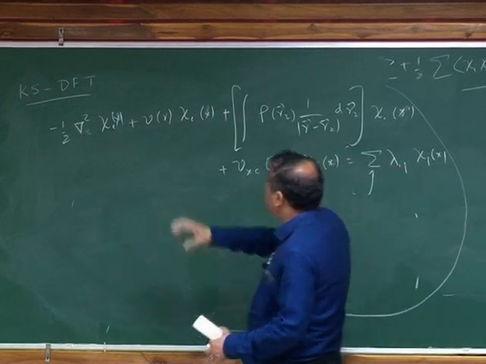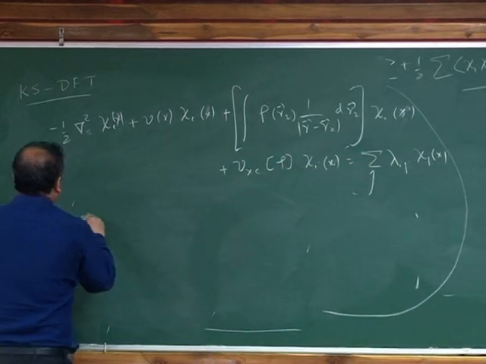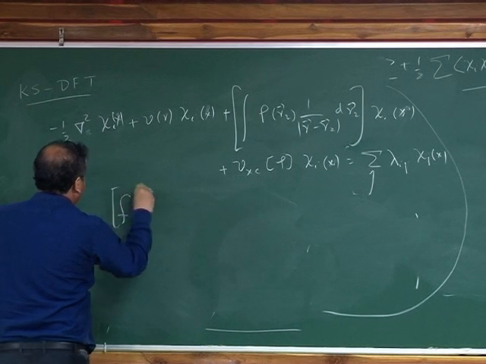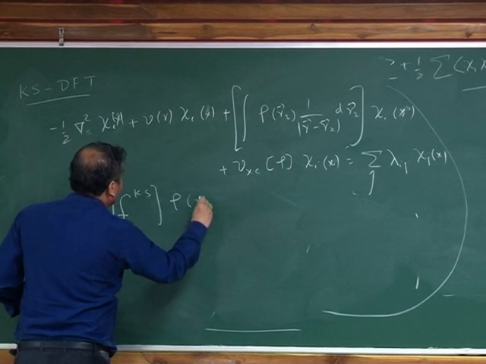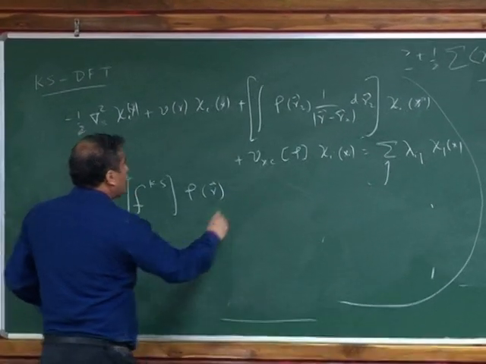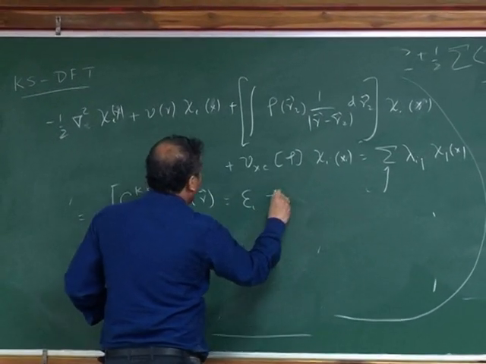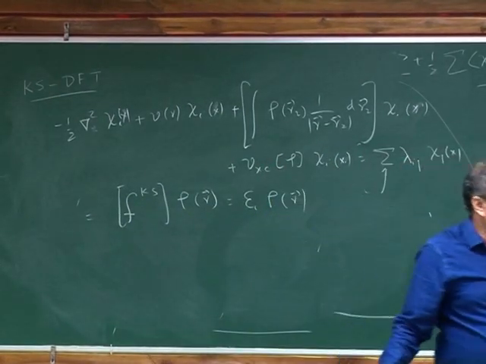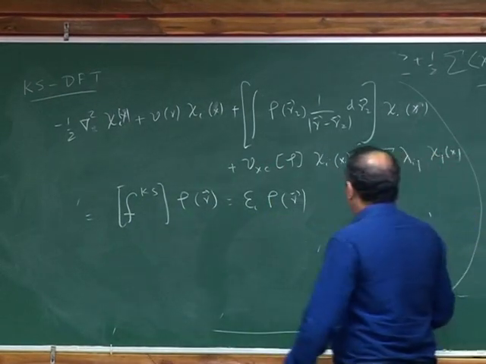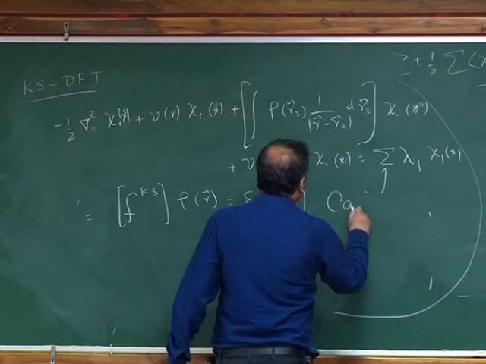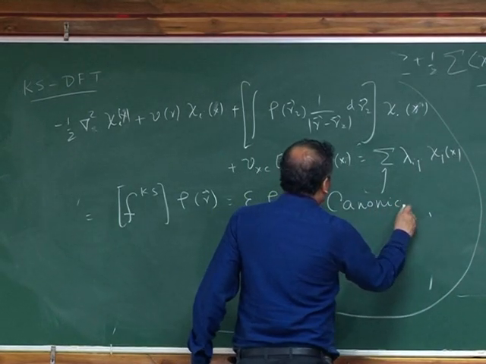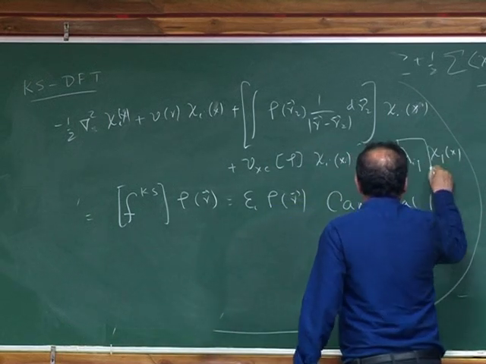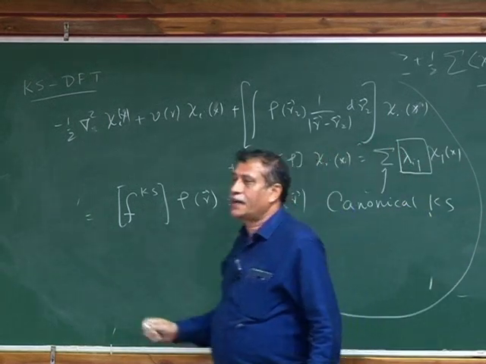So other than that, you have the kinetic energy. So everything can be written as a new operator. Let me call it Fkx times rho of R equal to epsilon I rho of R. And this I am doing without any further introduction, that I have gone into what is called now canonical Kohn-Sham equation. Note that the canonical is only to make this matrix diagonal.